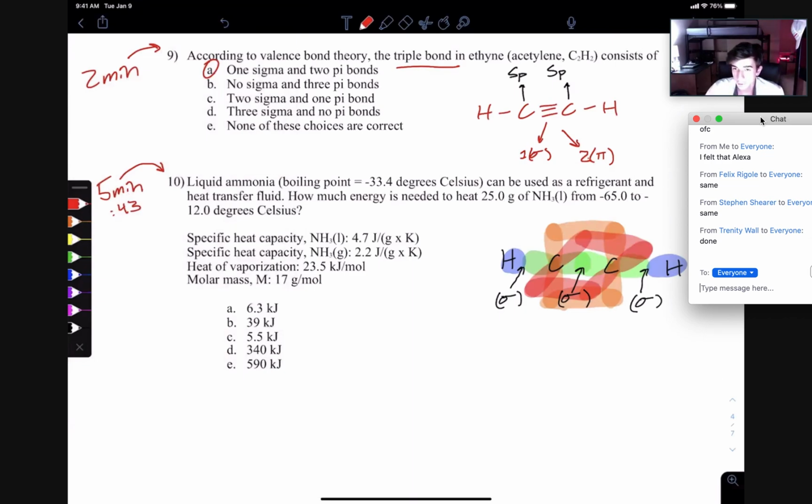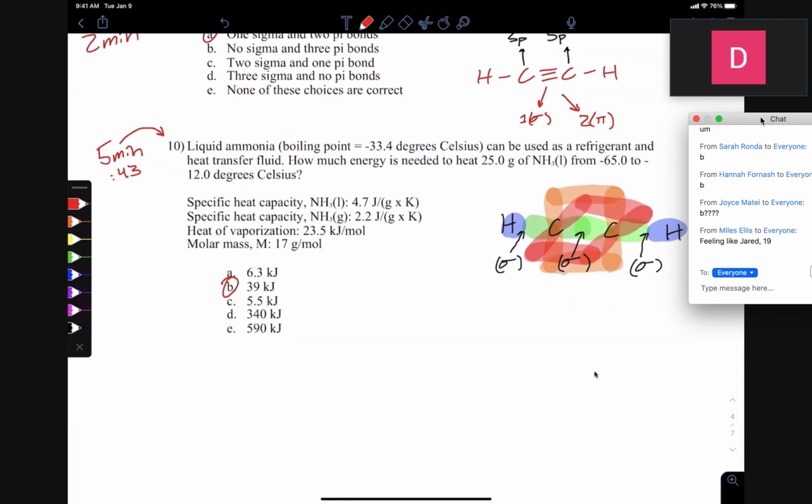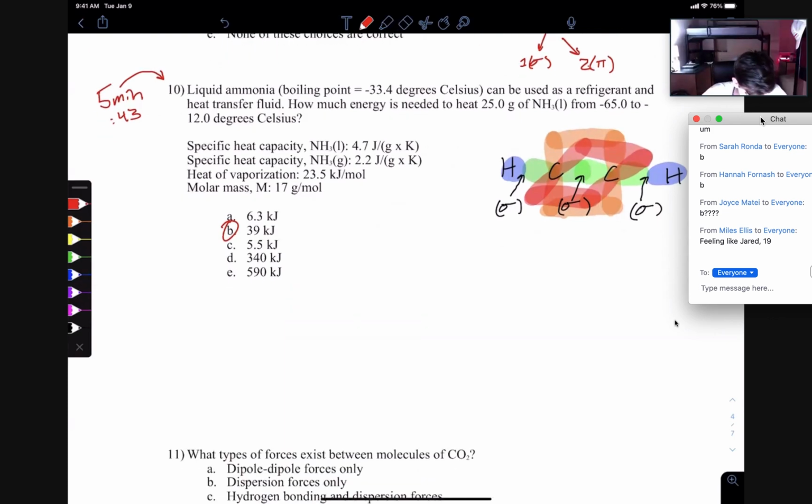All right, go ahead and spam your answer to 10. Good. Yep, so the answer is B. All right, so let's figure out why the answer is B. So some of you guys may not have really figured out how we actually solve these, and that's okay.